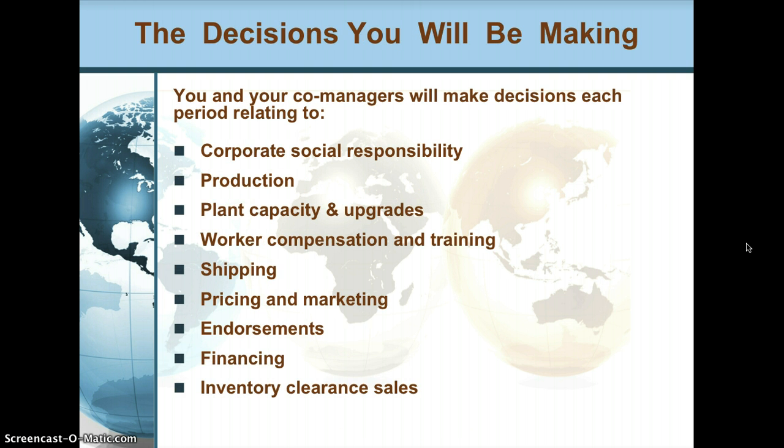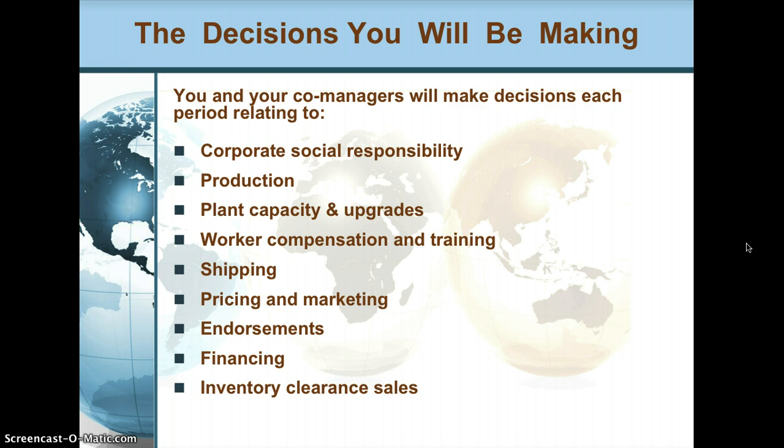The decisions you will be making each period relate to corporate social responsibility and citizenship, production of branded and private label athletic footwear. You have up to 10 decisions at each plant, with a maximum of 4 plants if you decide to run all 4 plants. You will make decisions regarding plant capacity, whether you want to add to that capacity, or sell some of that capacity, or upgrade that capacity. You'll make decisions on worker compensation and training, and shipping: how you will ship your products and where.